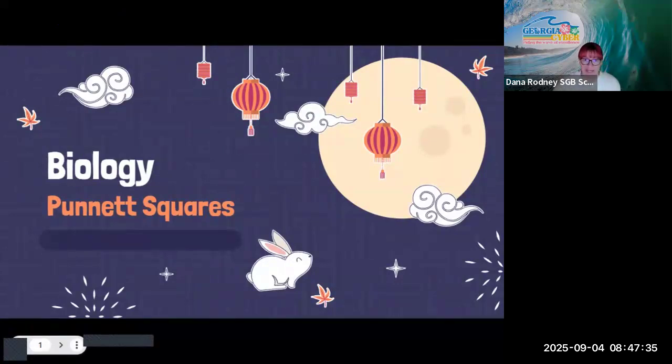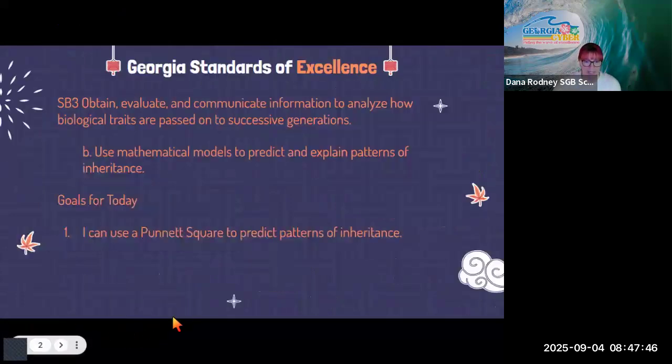We are going to be learning how to complete Punnett squares. You might remember this from your middle school life science class. If you do, that's fantastic. If not, no worries, because we're going to talk about it today.